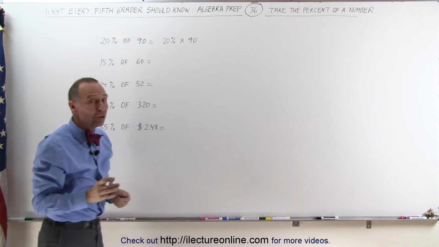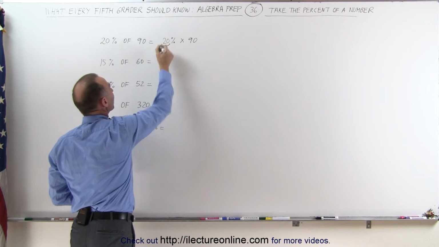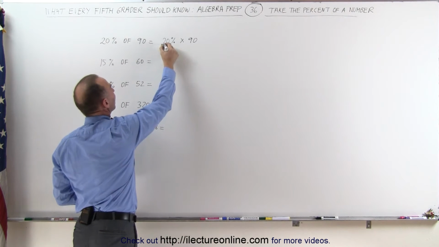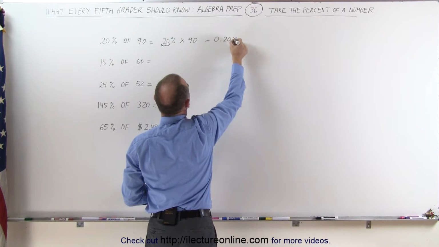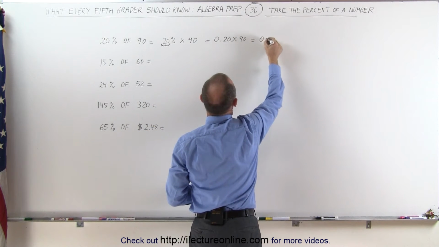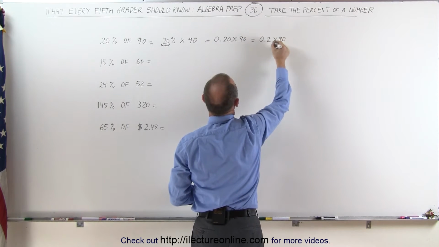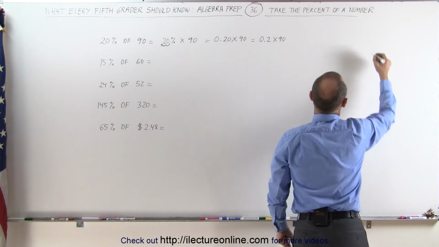The next thing you need to do is convert the percent to a decimal. We do that by moving the decimal place over 2 spots. This can therefore be written as 0.20 times 90. And of course, we don't need the 0 there. This is the same as 0.2 times 90. Now we need to multiply those two numbers, and that can be done as follows.